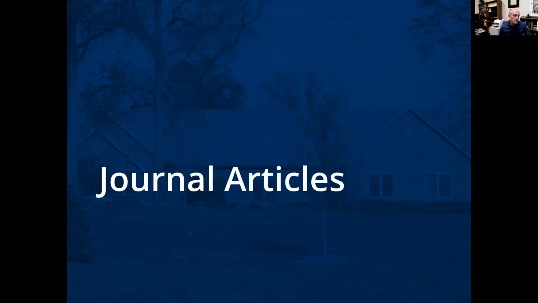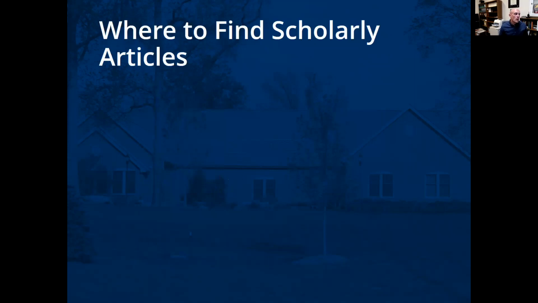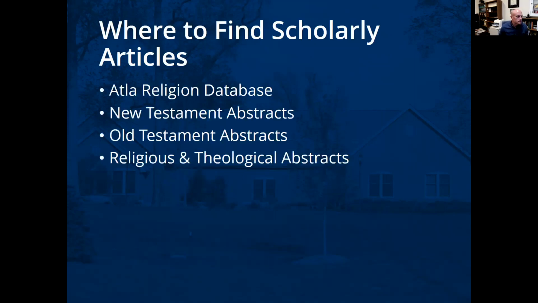Okay, we've talked about commentaries. Now let's talk about journal articles. Where can you find scholarly articles? For religion and theology courses, our main databases are the ATLA Religion Database, New Testament Abstracts, Old Testament Abstracts, and Religious and Theological Abstracts. ATLA is the primary database you're going to use, and we'll look at that in a minute. It's the database that will have the most full text results. So you do a search on a topic, you get a list of results, and then you can click straight through to a PDF on a lot of those results.